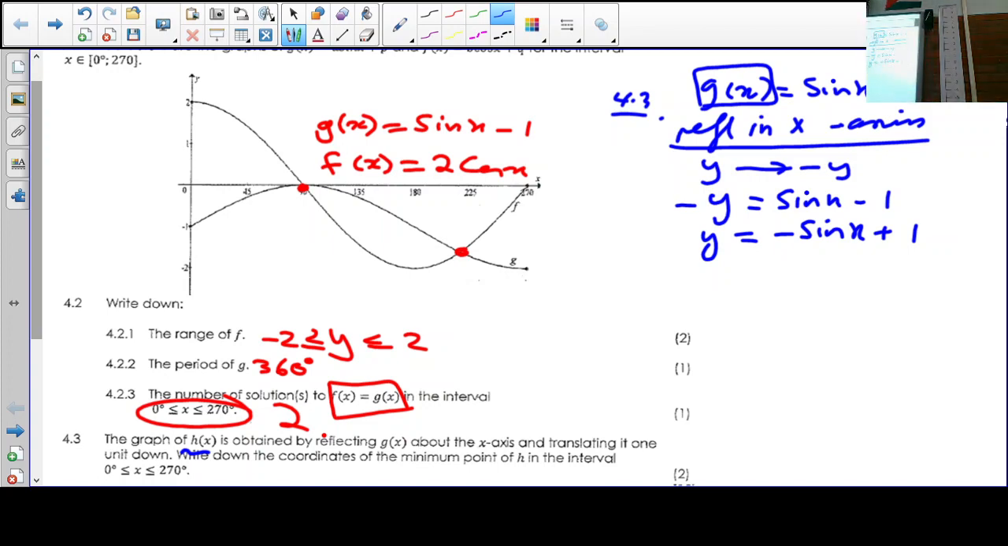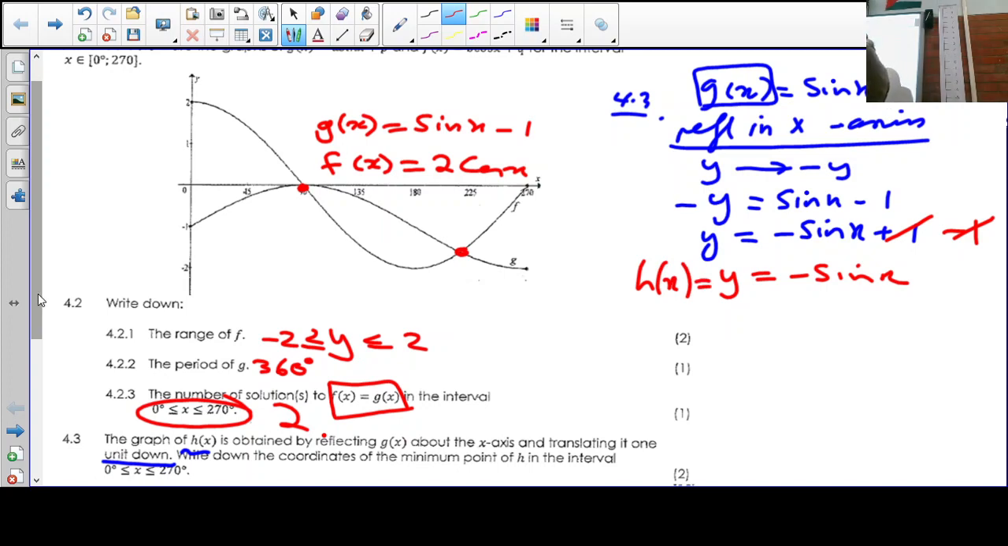Translating it 1 unit down. 1 unit down. So, if it moves 1 unit down, then what do I do? I subtract 1 on the y. Not so. So, translating it 1 unit down, so minus 1, so that cancels. So, I'm now left with negative sine x. And that is the graph of h of x. Okay? Move 1 unit down.